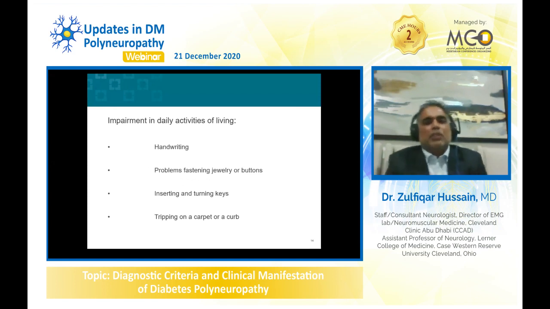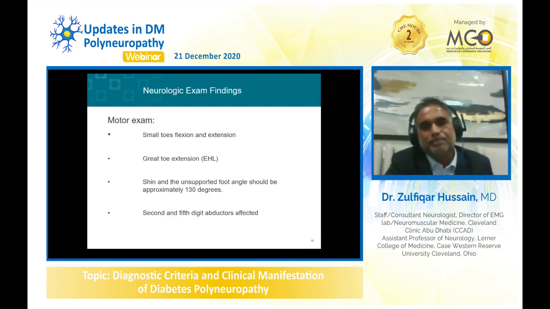Also, peripheral neuropathy can cause impairment in activities of daily living, like handwriting, problems fastening jewelry or buttons, inserting and turning keys, tripping on a carpet or a curb.